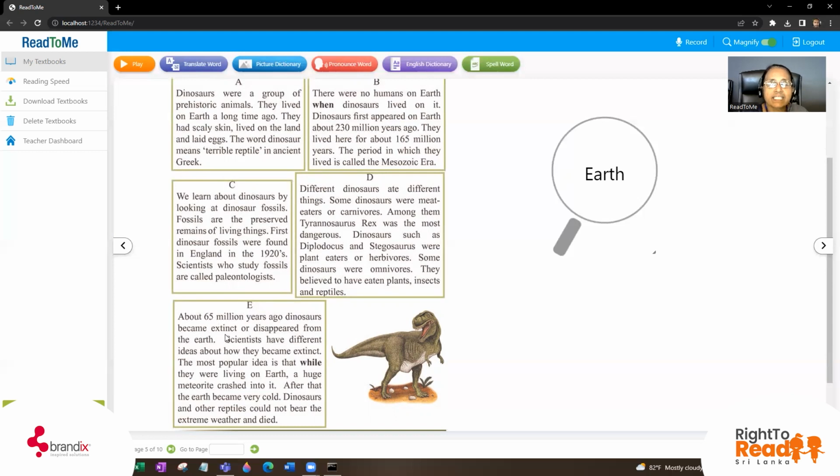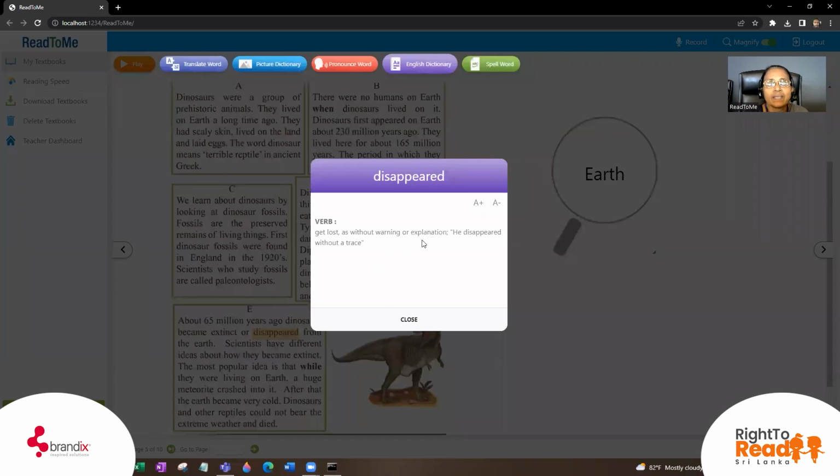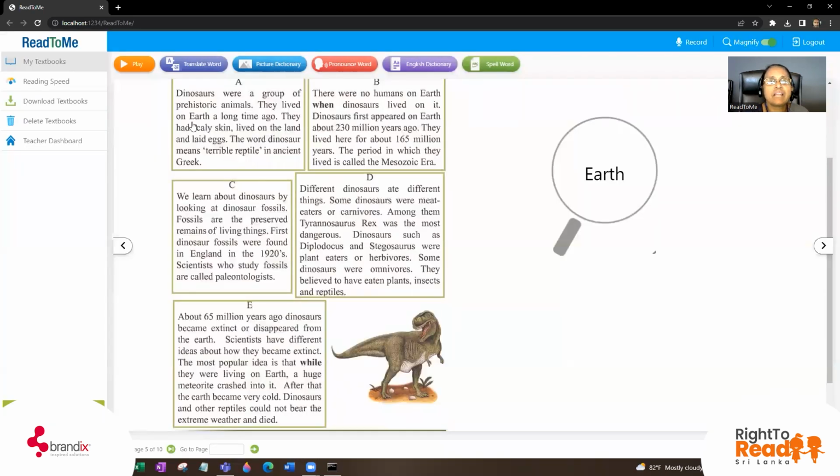Then extinct or disappeared. Another word, disappeared. What is disappeared? Appear, disappear. What is disappear? We'll see the dictionary. Yes, get lost. Yes, disappeared. Good. Then, shall we listen to the passages?